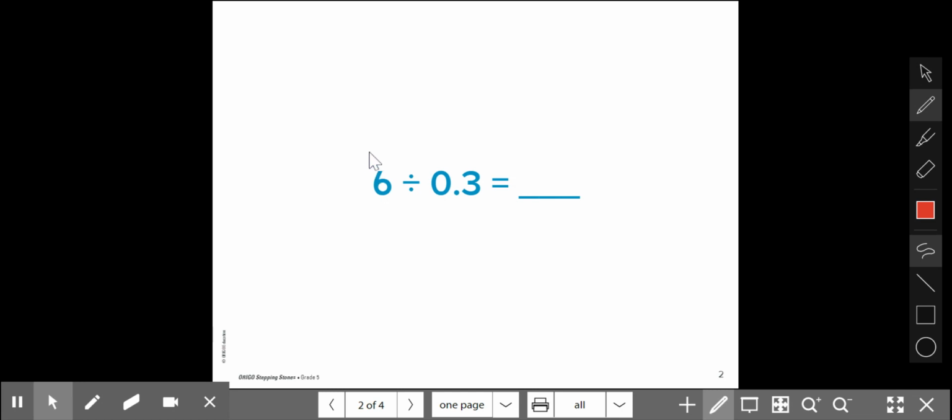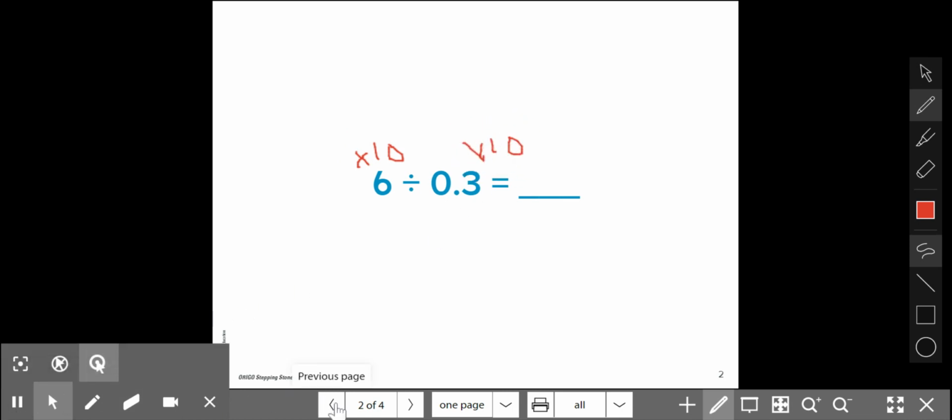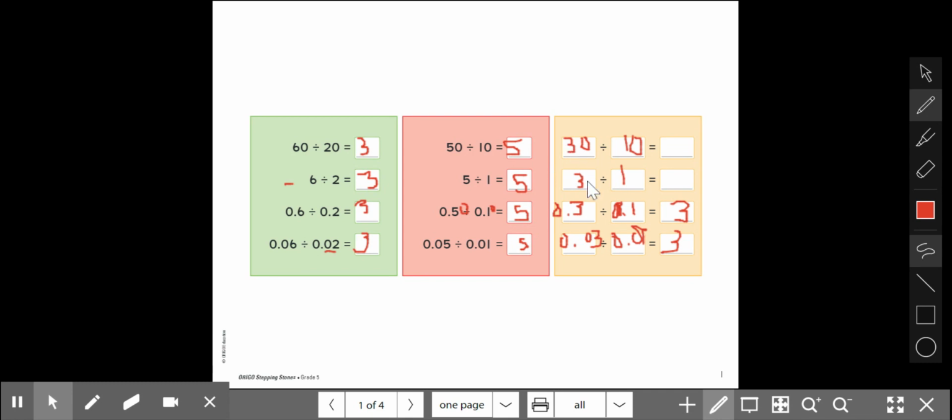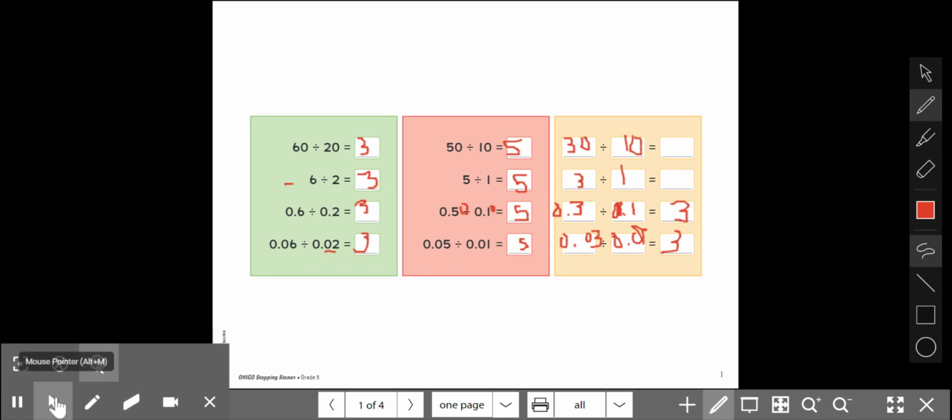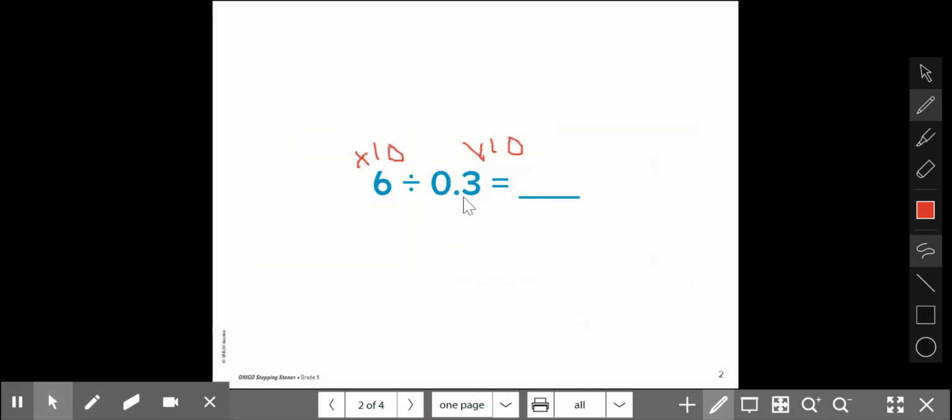We could also do this. We could take this number times 10 and this number times 10. Because if you remember, if we look back, that's all we did here. We had this number, we took it times 10 to help us out just a little bit. So 10 times 3/10 gives me 3 whole.